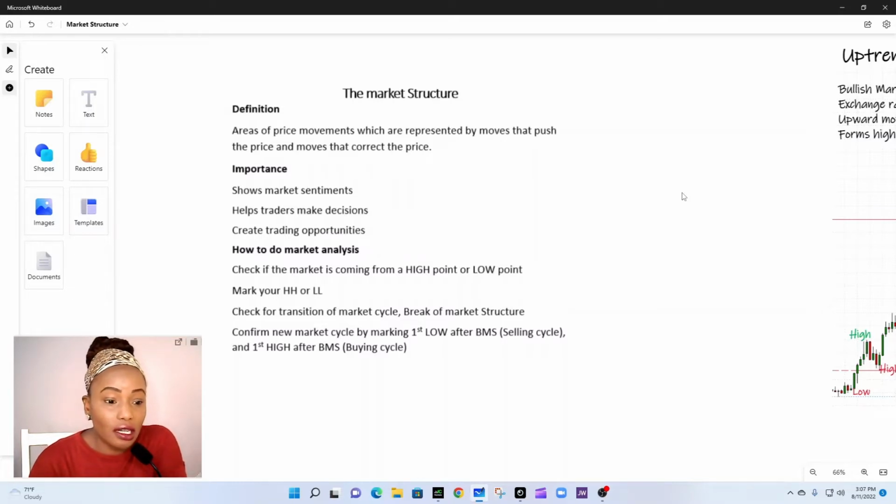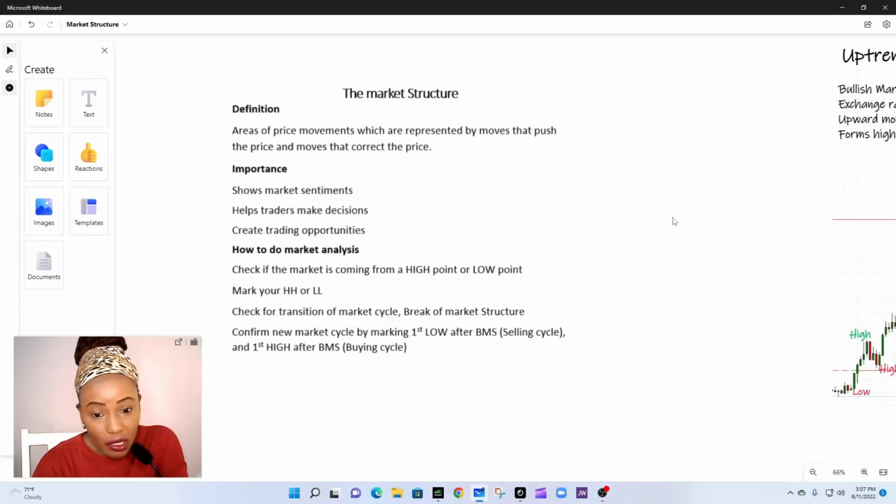So how do you do market analysis? First of all, you want to check if the market is coming from a high price point or if it's coming from a low price point. So the first thing you do when you open the chart, mark your highs, mark your lows. And then later on, as the market moves and you've marked all your points of interest, the market might transition. So check for transition of the market cycle to look for more opportunities to trade.